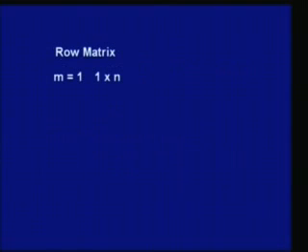Row matrix is a special form of a matrix where the number of rows is 1. So, M is equal to 1, and a typical row matrix is of order 1 by N. This is an example of a row matrix. It has only 1 row. Here the first index is fixed to 1, while the second index varies from 1, 2 to N.